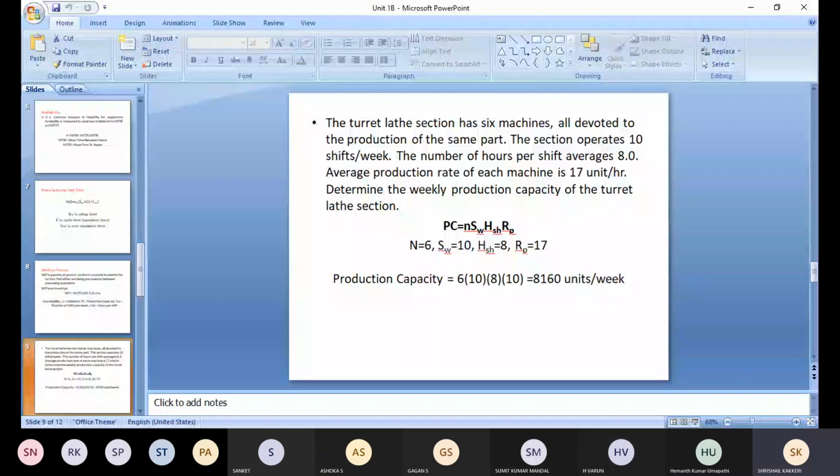And the next, please write, define the terms. Under this heading, kindly all of you read. Define the terms: production rate, production capacity, utilization and availability.